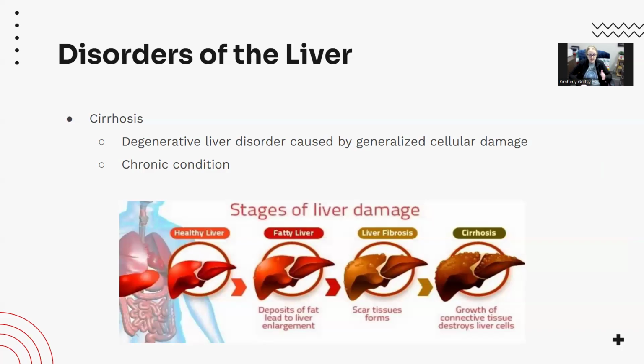So with the stages of liver damage, you have that healthy liver, and then you start to get deposits of fat that cause the liver to become enlarged, and then you start to develop scar tissue. So you have liver fibrosis. And then once you have growth of connective tissue, that destroys the liver cells, and that's when you develop cirrhosis.